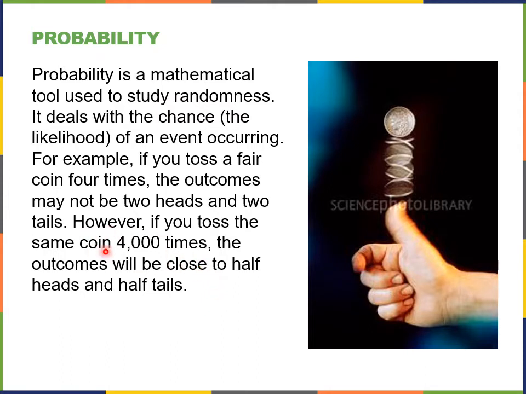And the more times we perform the procedure, the closer we'll get to half of them being heads and half of them being tails. But if we did it only 4 times, we might not get 2 heads and 2 tails. If we do it 4,000 times, we'll get pretty close to 2,000 heads and 2,000 tails. But anyway, that study of probability is a pretty important part to statistics. And we'll get into that in the course of the semester.